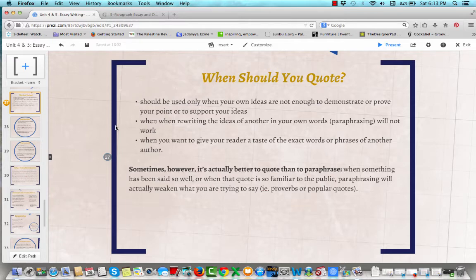Of course, there are times when even paraphrasing, which is rewriting another person's idea in your own words, is not enough or will not work. No, that's not enough. Why? Because sometimes you think the quote is just too important, so rewriting it in your own words will not be as effective. At that time, it's actually better to quote than to paraphrase. Like when the quote is so familiar to the public, or if paraphrasing it will weaken what is trying to be said, and this is especially for proverbs or popular quotes, then you shouldn't paraphrase. You could actually include the source itself.